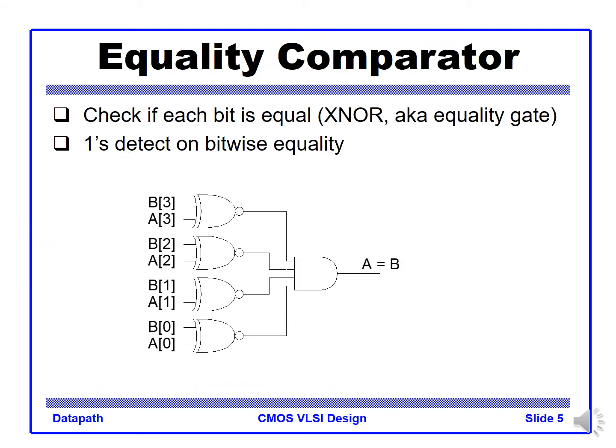For the equality comparator, we check whether the two inputs are equal or not. We have an exclusive NOR there. If those two inputs are the same, then it is asserted. When every bit is asserted, then A equals B. This is the equality comparator.